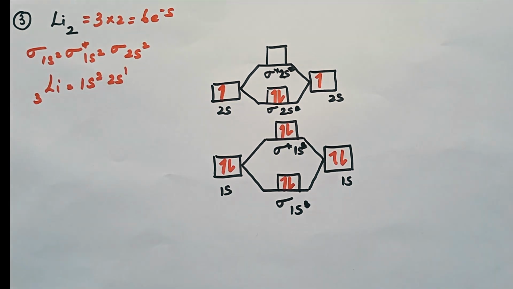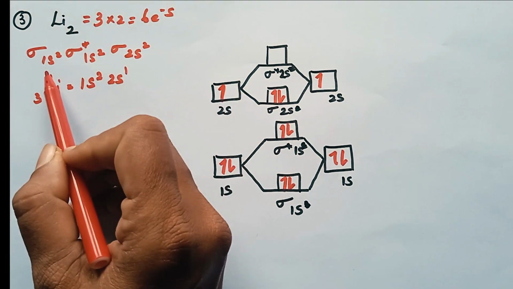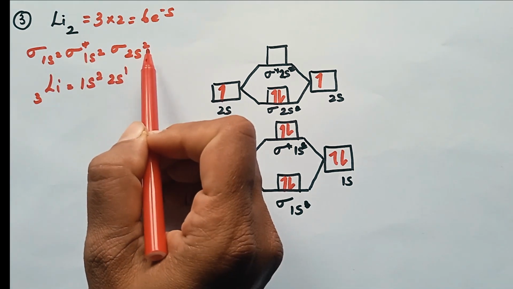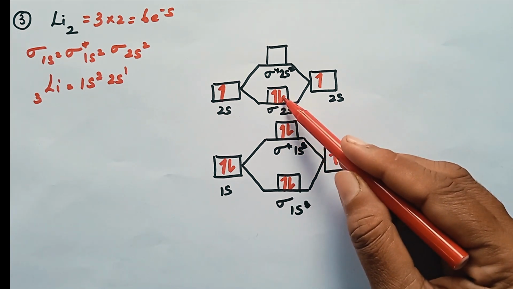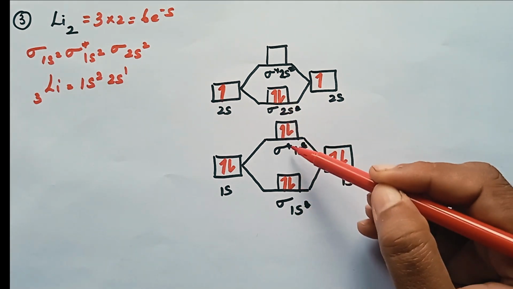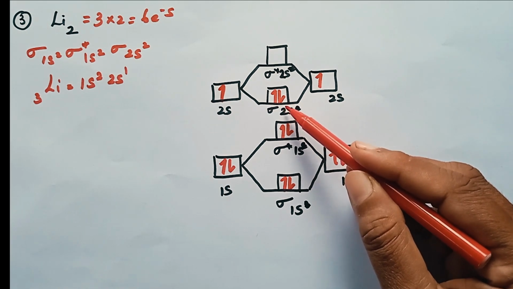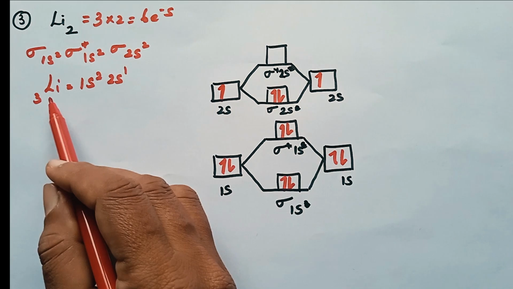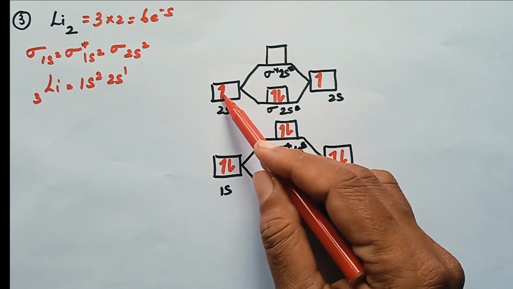Now we will see lithium. The number of electrons is 6 here. So the electronic configuration is sigma 1s2, sigma star 1s2 and sigma 2s2. So we have to fill 1, 2, 3, 4, 5 and 6 electrons in sigma 1s, sigma star 1s and sigma 2s. The atomic orbital configuration is 1s2 2s1.